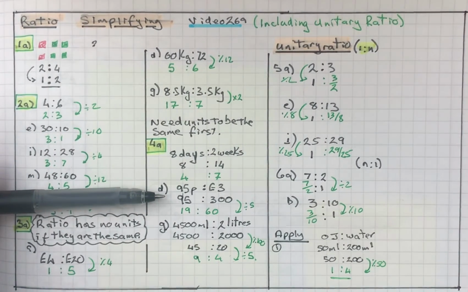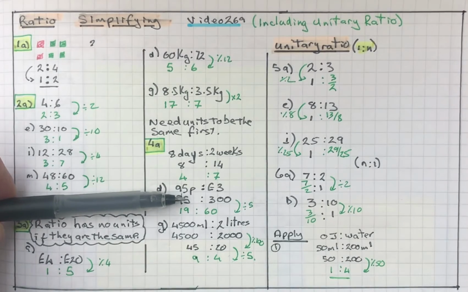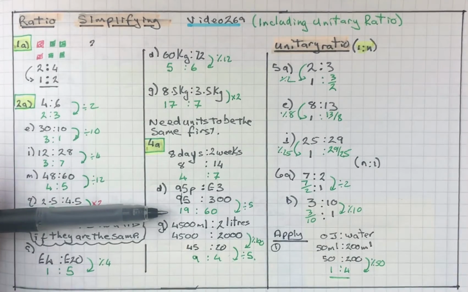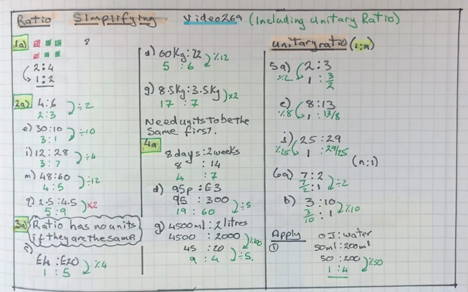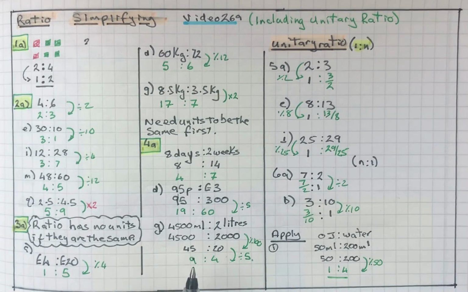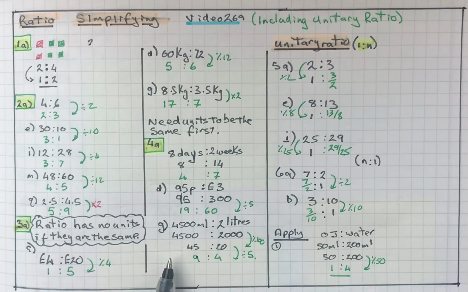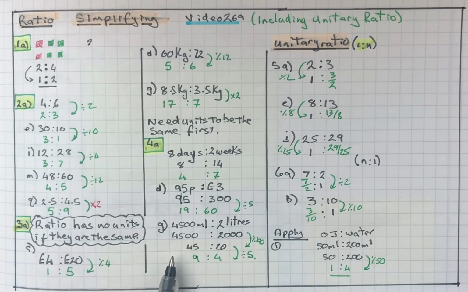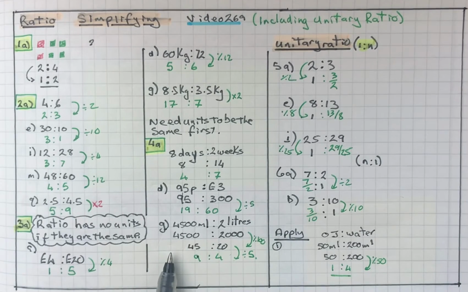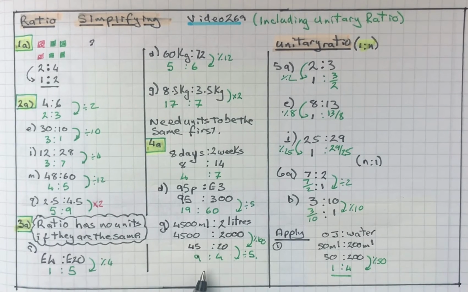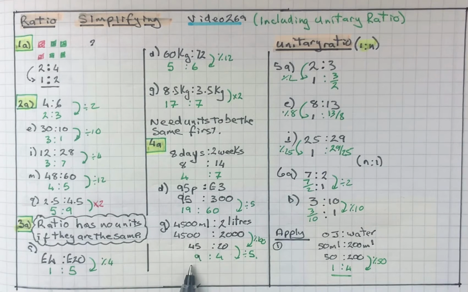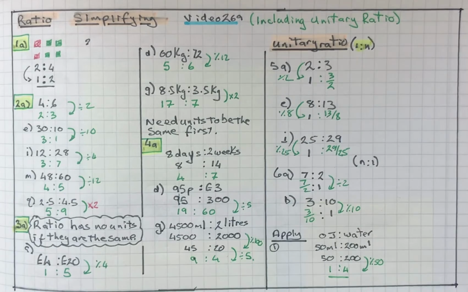95p to £3. If I convert the £3 to 300 pence, that both simplifies to 19 to 60. 4,500 millilitres to 2 litres. Well, I can divide by 100 to get 45 to 20. Then I can see that both numbers are multiples of 5, so that simplifies to 9 to 4.